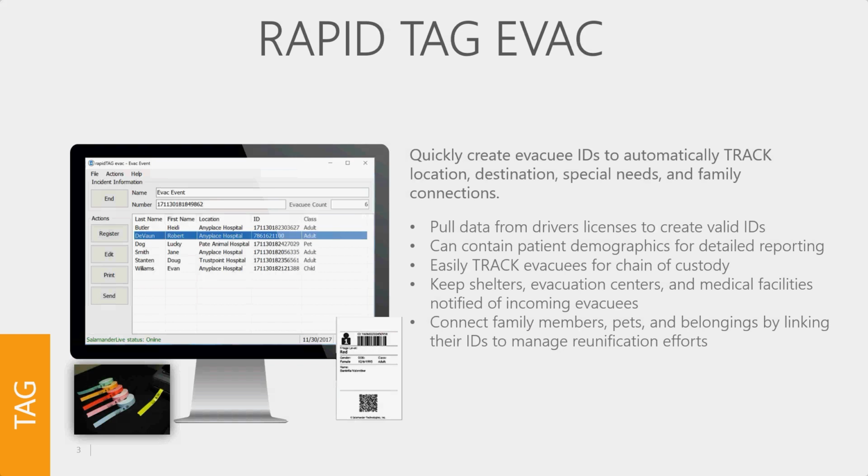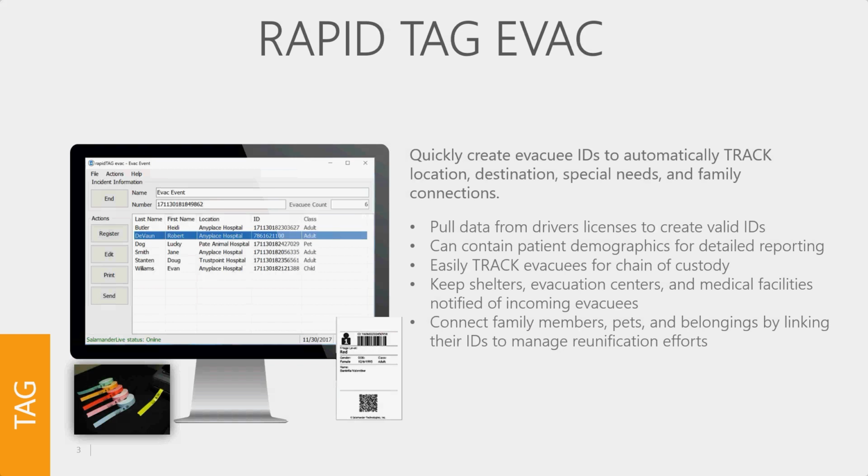Similar to Rapid Tag, in Rapid Tag EVAC, to check someone in, all you need to do is scan their driver's license. Of course, you also have the ability to manually enter their information if they don't have some sort of ID on them. From there, there's additional information you can collect on each person you're scanning into the system. You can select their triage level. You can select their destination, meaning where they're going to. You can also collect special needs information. There's lots of other information you can collect on here.